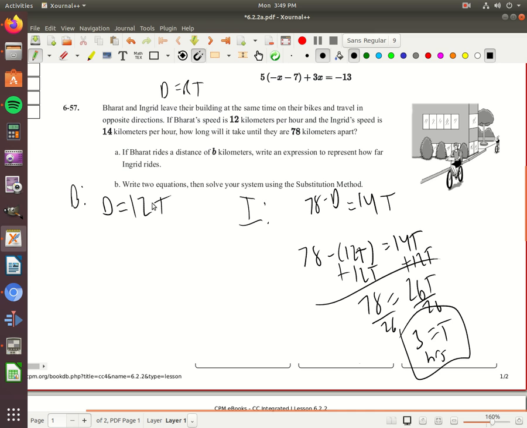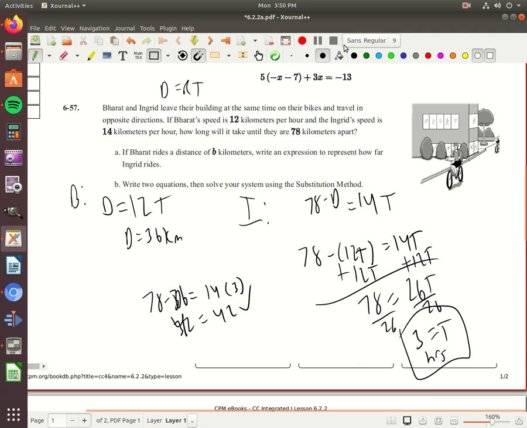So I can go in here. I know that Bharat went 36 kilometers. And I know that Ingrid, if I plug 3 in here, I get 42, right? If I subtract that, I get 42, was it 36 as well? I don't think so. So let's plug that in actually. 78 minus d equals 14 times 3. We already know that D was 36, so I get 42 here, and I get 42 here. So it checks out. That went really poorly.